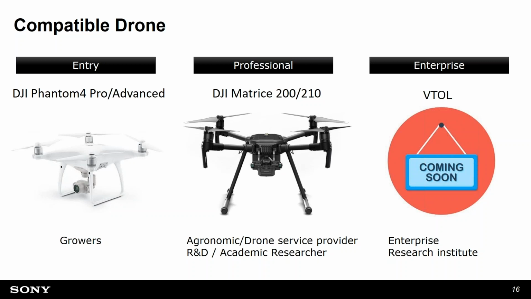And this solution is available with different types of drones. If you have an existing Phantom 4, which we heard is very common and have a lot of requests, you can upgrade the existing Phantom 4 with our system. And more professional drones are supported, and also the VTOL type of drones, which is vertical takeoff and landing, which has more coverage with one battery. So that's also available soon.